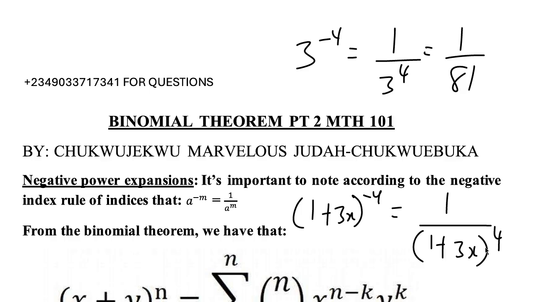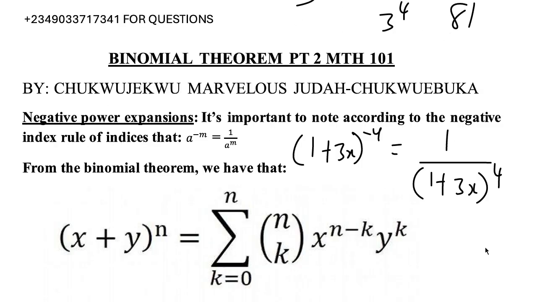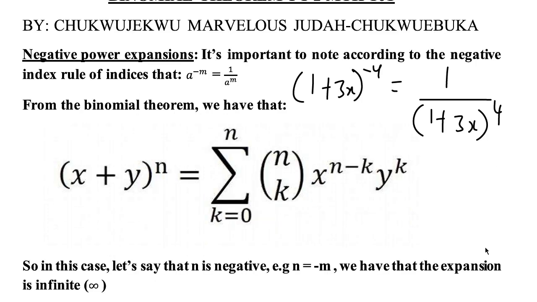Do you get? And then considering the binomial theorem we explored in part 1, which is x plus y to the power n equals the summation from k equals 0 to n of n combination k times x to the power n minus k times y to the power k, right? So we'll see how we could then apply it here.